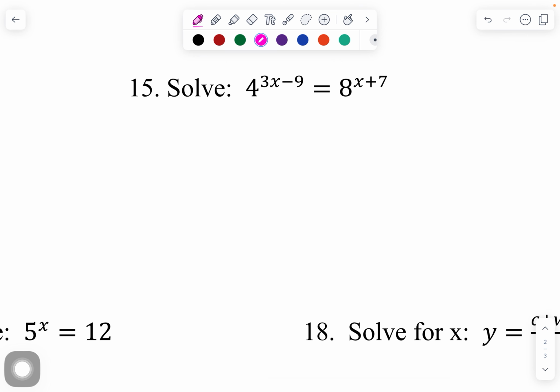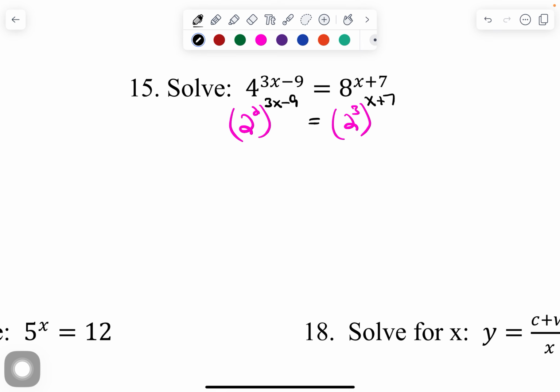All right, we got a 4 to a certain exponent, and we've got an 8 to an exponent. The problem is I don't like that these are not the same bases. And unfortunately, I cannot rewrite 8 as a base 4, and I certainly can't rewrite 4 as a base 8. What I can do is rewrite both of these as base 2s. So 2 squared is 4, and I'm going to leave the rest of that exponent alone. Let's see, 2 to the third is 8. I'm going to leave that exponent alone.